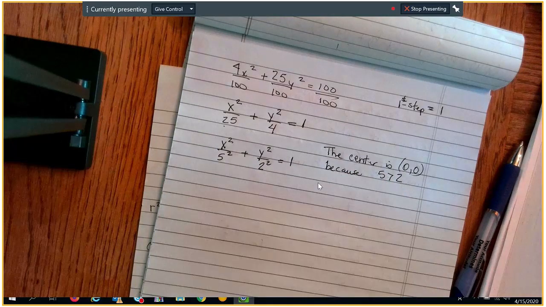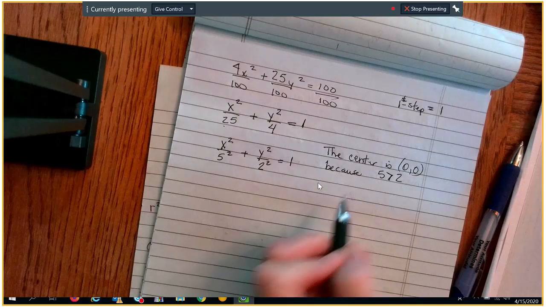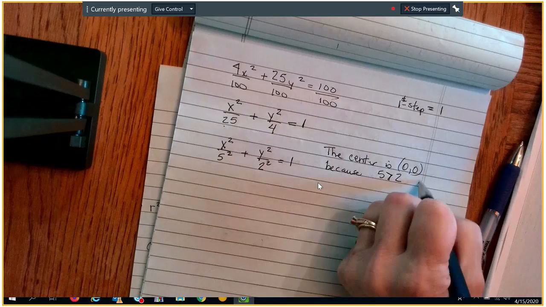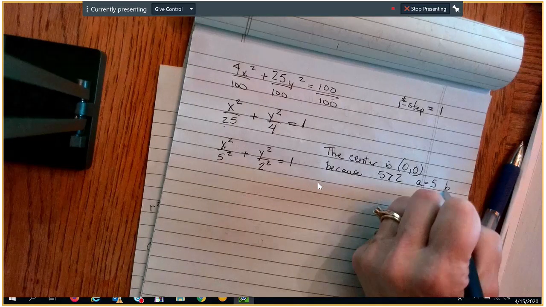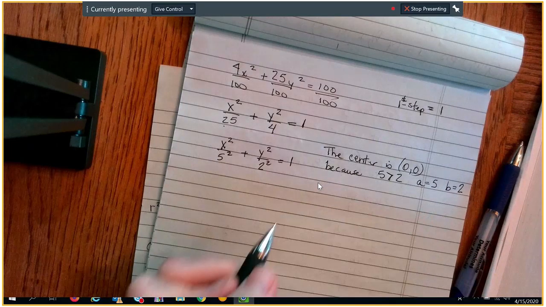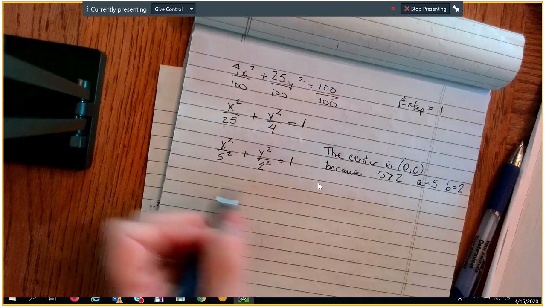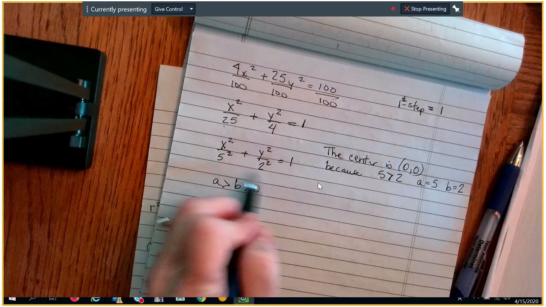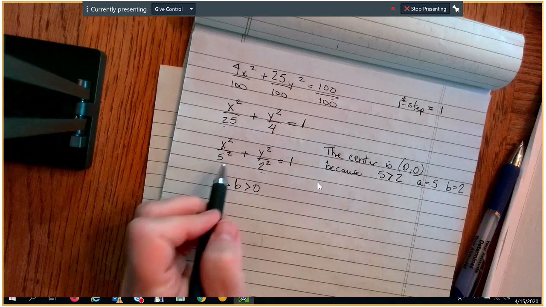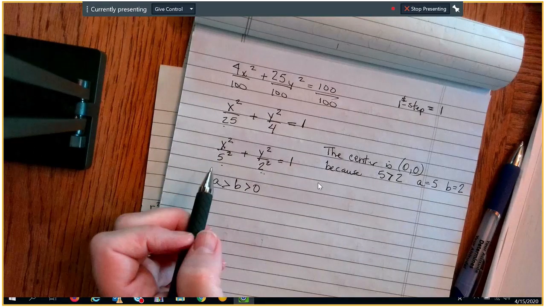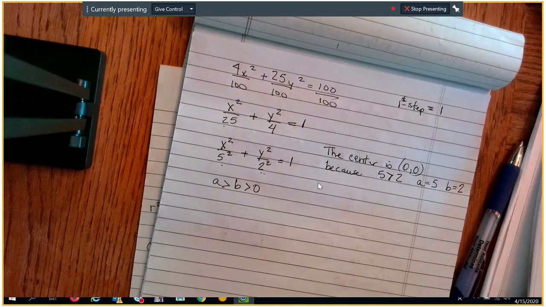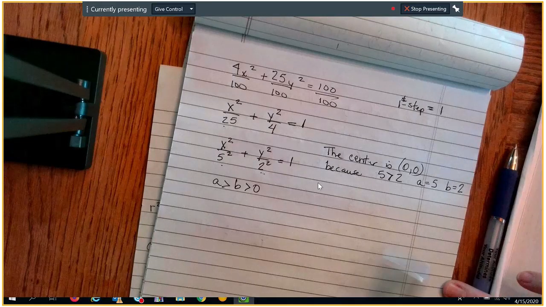And the center is going to be 0, 0. And because we have 5 is greater than 2, then A is going to equal 5 and B is going to equal 2. Because remember, A is always greater than B and B is always greater than 0. So you always look here to determine what's going to be your A and B. Since 5 is greater than 2, then we know that our major axis is going to be the x-axis, the horizontal.